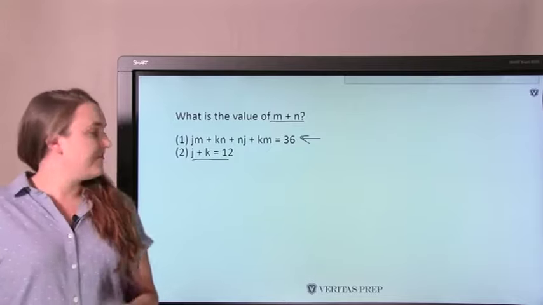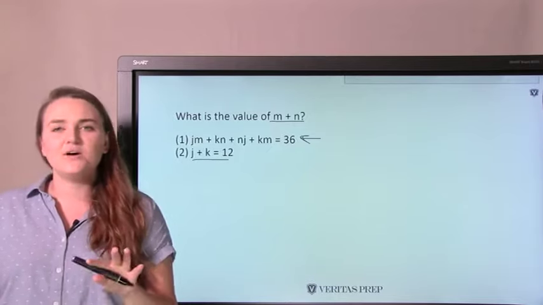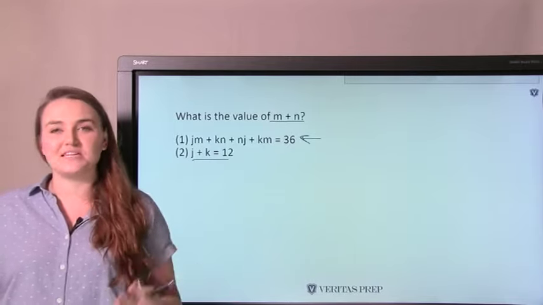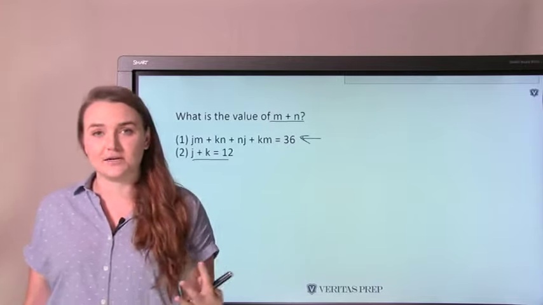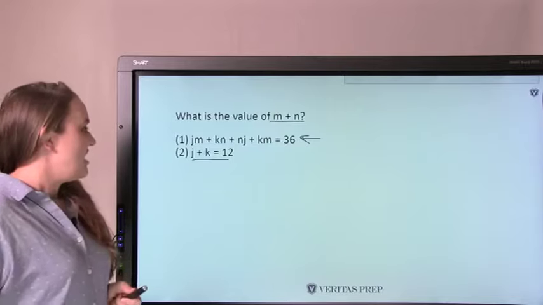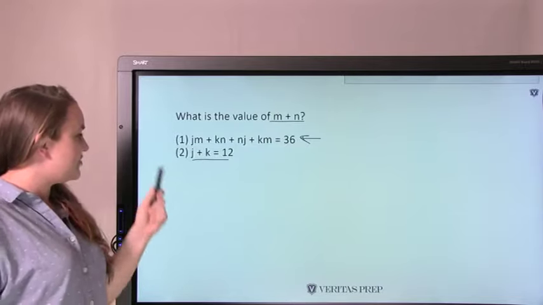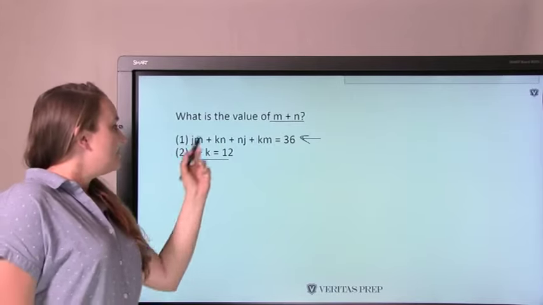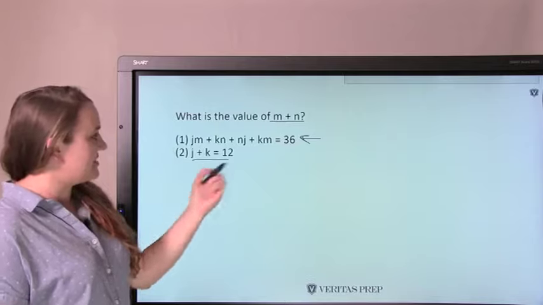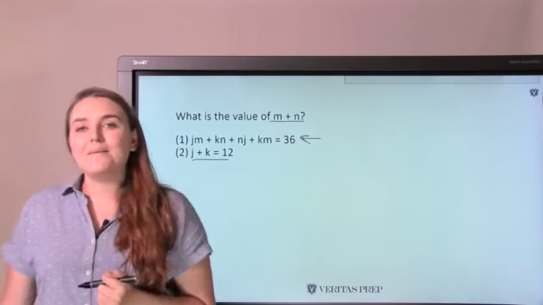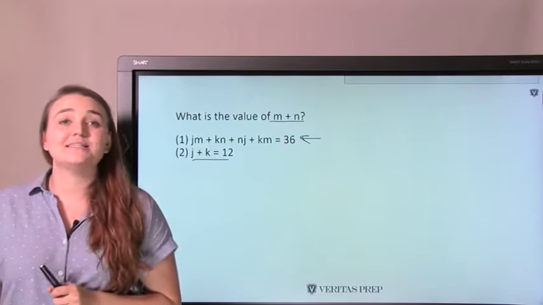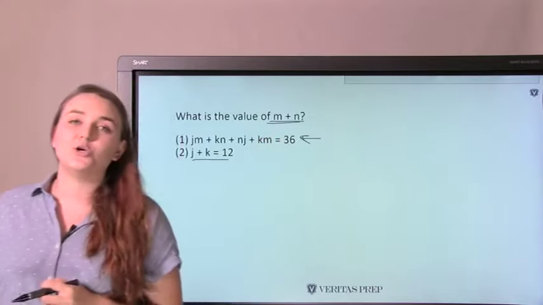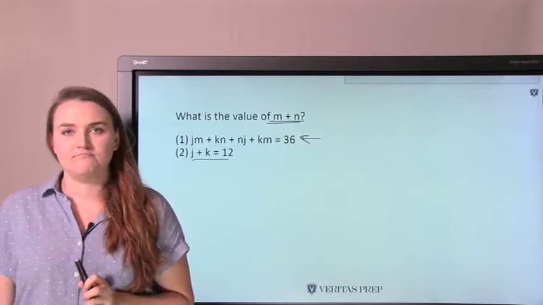So in this case, if I know that j plus k equals 12, and I will say individually neither of these has a chance of being sufficient, but let's talk about them together, which is what most of you correctly concluded. So together, if I'm looking at these two elements, if j plus k equals 12, and I have in my first statement here jm plus kn plus jn plus km, what might I do to start to simplify and to have a fighting chance of isolating for the value m plus n?